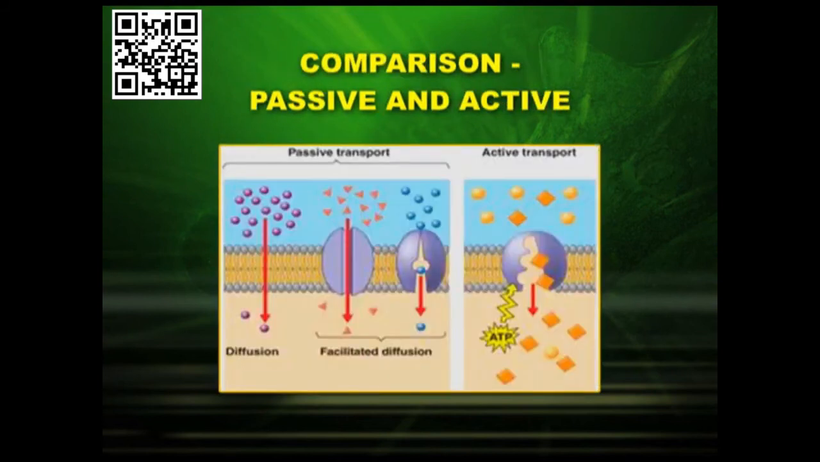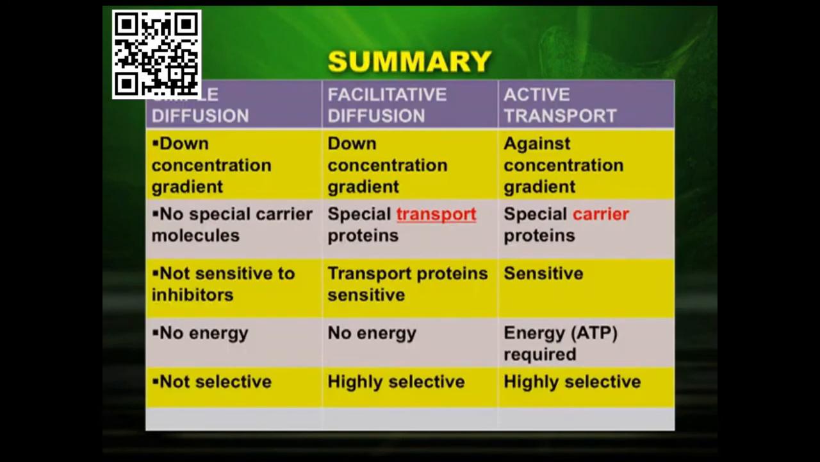Now, let us compare passive and active transport. As clearly shown in the diagram, in passive transport, in diffusion, there are no carrier molecules; in facilitated diffusion you can see the carrier proteins; and in active transport you can see the carrier plus ATP involved. Now, let us see the summary that summarizes the differences between simple diffusion, facilitated diffusion and active transport.